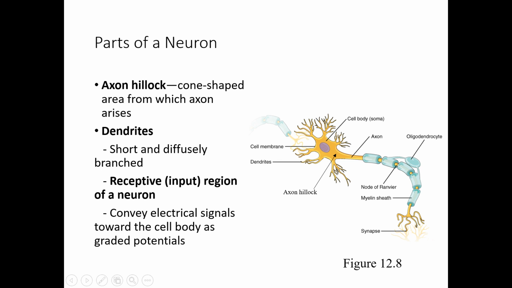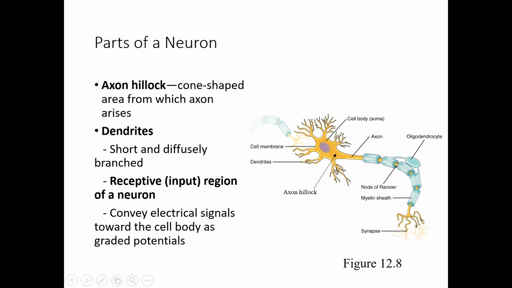Parts of a neuron. Now we'll talk about the structure of the nervous cells, neurons, main nervous cells that carry electrical signals. That's the body of the cell, and there are several types of extensions. Short and branching extensions are called dendrites, and dendrites are the receptive or input region of a neuron. All electrical signals that arrive to that cell come through the dendrites into the cell body, and then later they will be carried away through the axon.